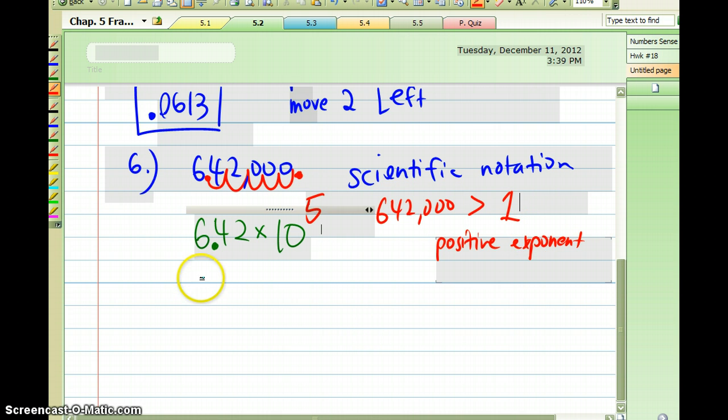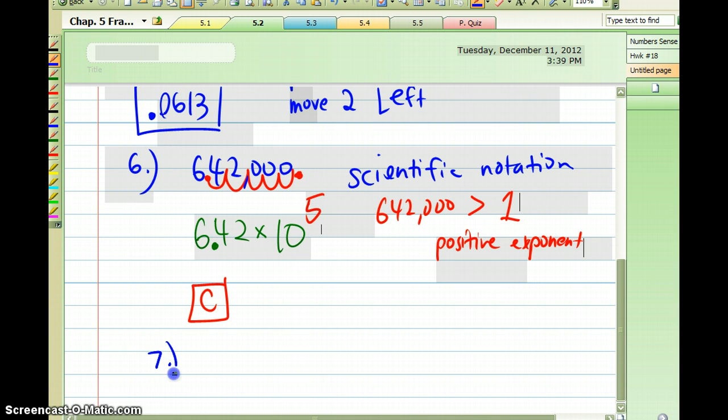Now if you look at all the choices in number 6, they all happen to be positive exponents, or you could have even used the choices and worked backwards. They will give you scientific answers, and then you can find the standard and see if it matches up.